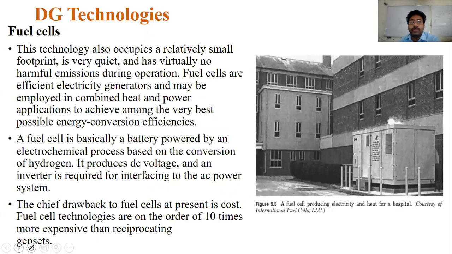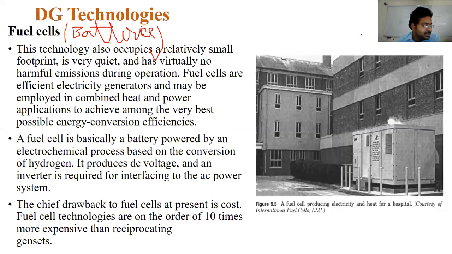So whenever there are frequent power losses or power interruptions... Now this fuel cells is nothing but some batteries, a battery bank. Now observe this diagram. This is one battery bank. This battery bank is used to maintain the uninterrupted power supply in most cases.